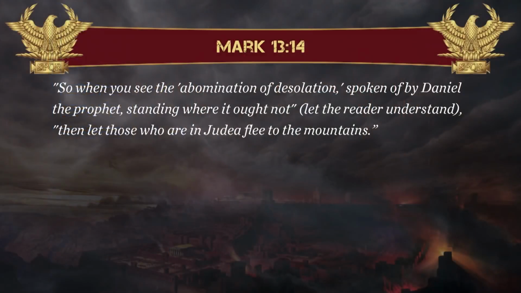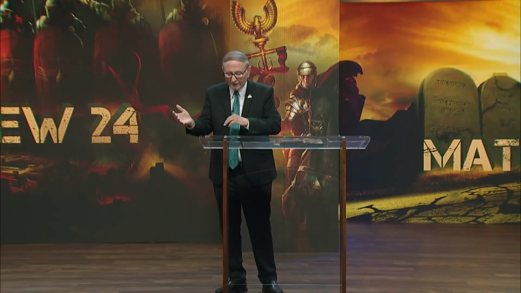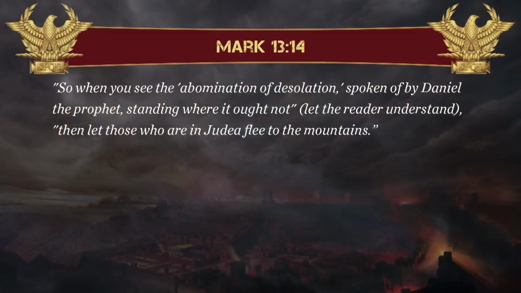Very similar, but just a detail which is different. Mark 13, verse 14 says, "So when you see the abomination of desolation spoken of by Daniel the prophet," and instead of saying standing in the holy place, it says standing where it ought not. So Matthew says standing in the holy place, and Mark says standing where it ought not. "Let the reader understand. Let those who are in Judea flee to the mountains."